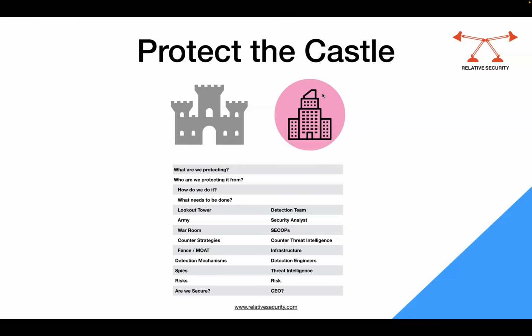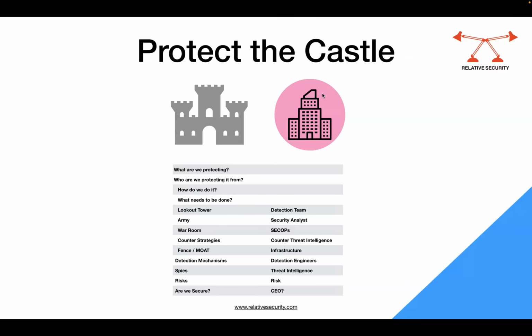And then you have a risk team. And then at the end, after all this, the question from the CEO or any other higher management would be, are we secure? Whatever we are doing, are they going to give us the desired results? Now, in this whole scenario, when we are mapping the castle with the organization, you do realize that there are different stakeholders involved. There's a detection team, then there are security analysts, counter threat intelligence, detection engineers, then there's a risk team.